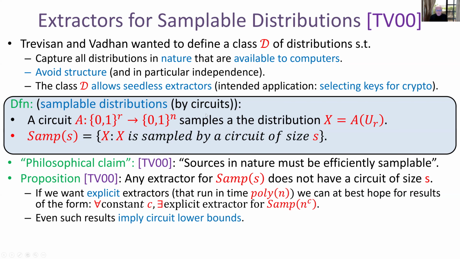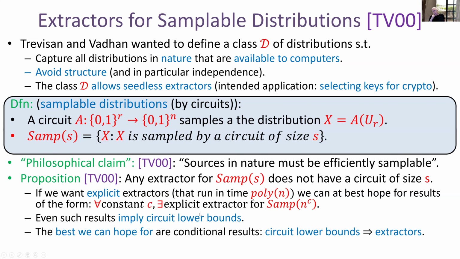And then, even if you like such results, the existence of such an explicit extractor implies circuit lower bounds. And of course, we don't know how to prove circuit lower bounds. So the best we can hope for are conditional results, or what we like to call hardness versus randomness trade-offs, namely results of the form: give me a circuit lower bound, and I'll give you an extractor.